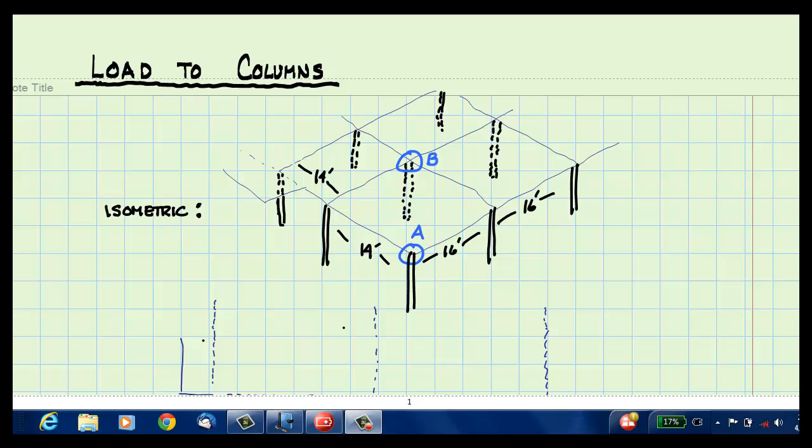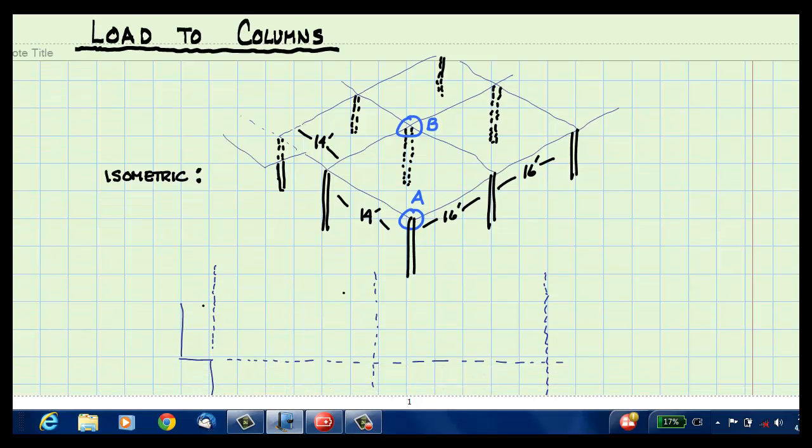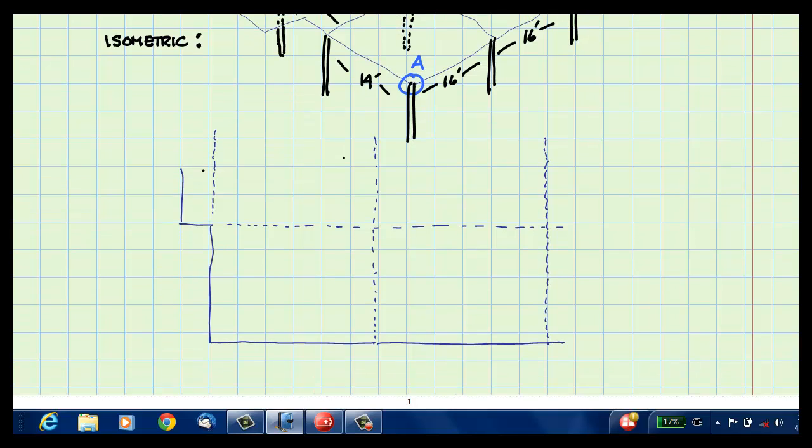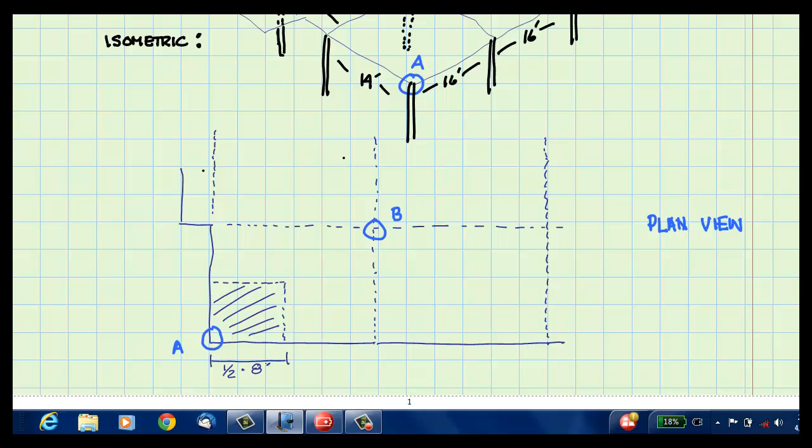Now we can also use the tributary area method to estimate forces in columns. A sketch of the same building frame with 14-foot by 16-foot bays is shown. We want to estimate the amount of floor load going into columns A and B in the plan view. Drawing the plan view helps in seeing the tributary areas. Then we draw a dashed line at 1/2 the span length away from each column. For column A, we see a shaded area that's 8 foot by 7 foot.